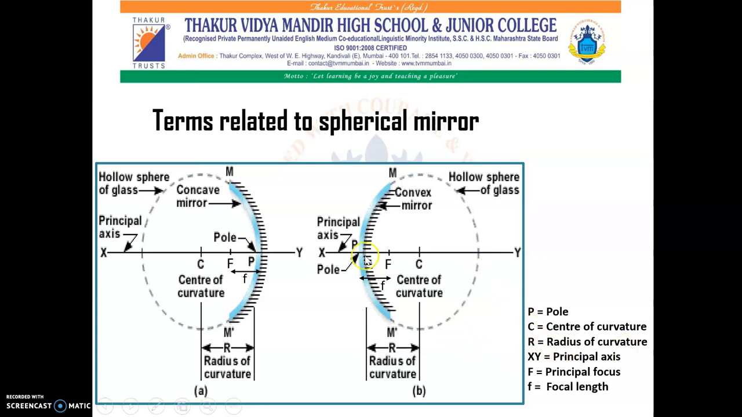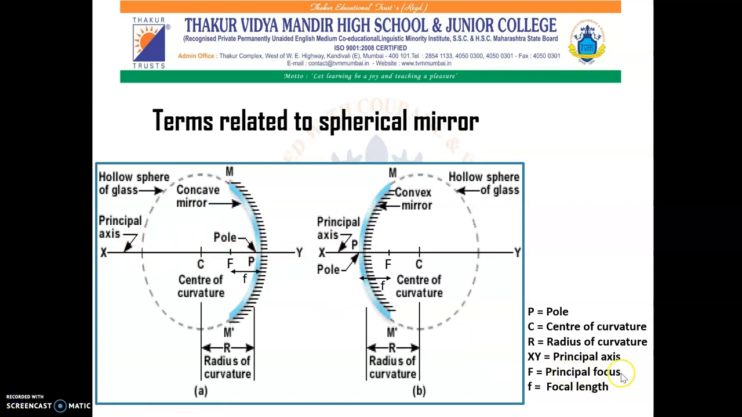Next is radius of curvature. The radius of the sphere of which the mirror is the part. So as we know, this is the center of the sphere. So radius will be half this along the line CP. So CP indicates the radius of curvature. Next is the straight line passing through the pole and the center of the curvature, which is called the principal axis. It is indicated by the line XY in this picture.